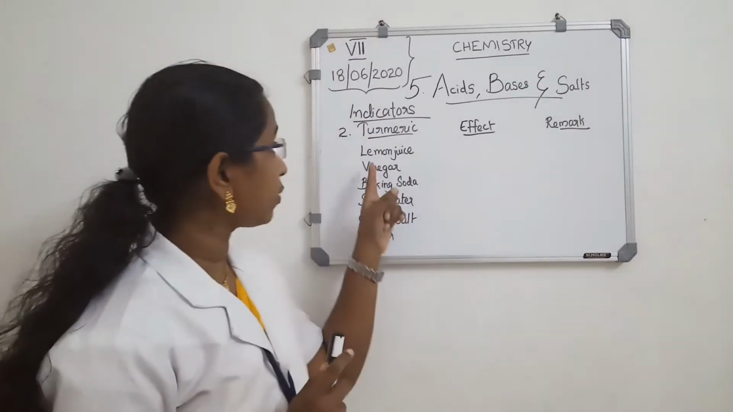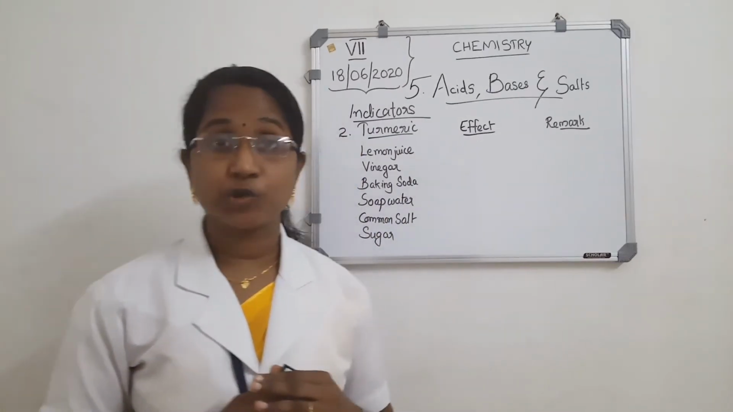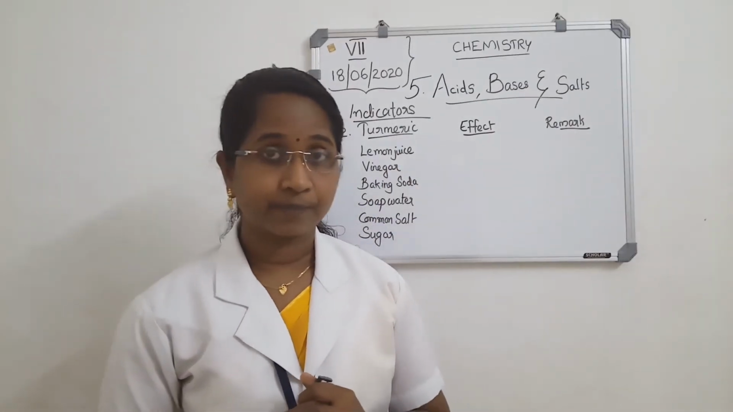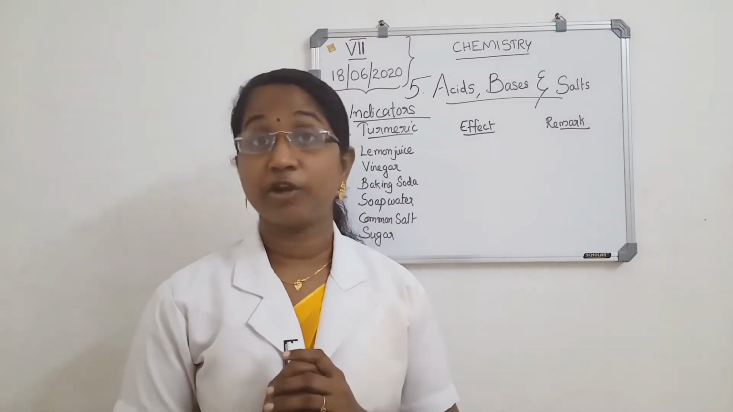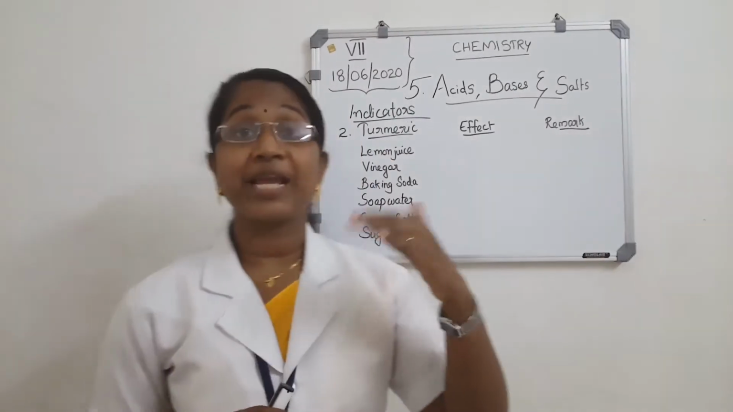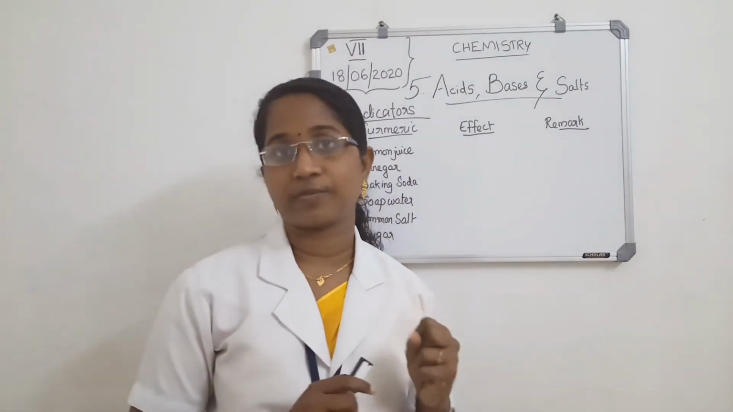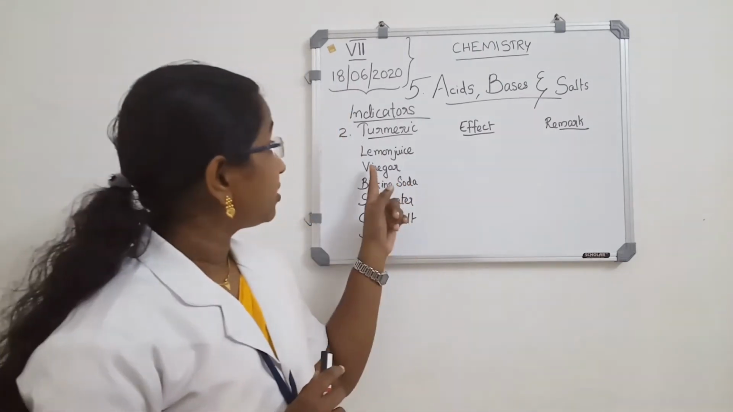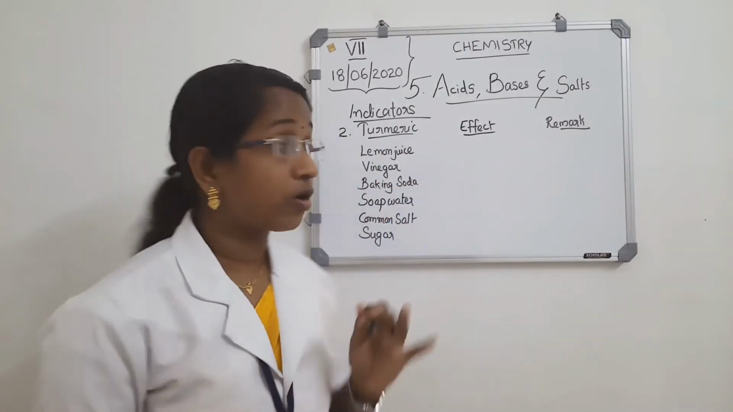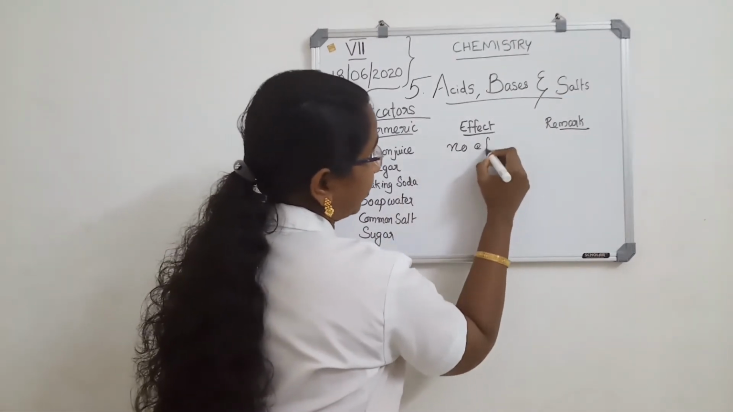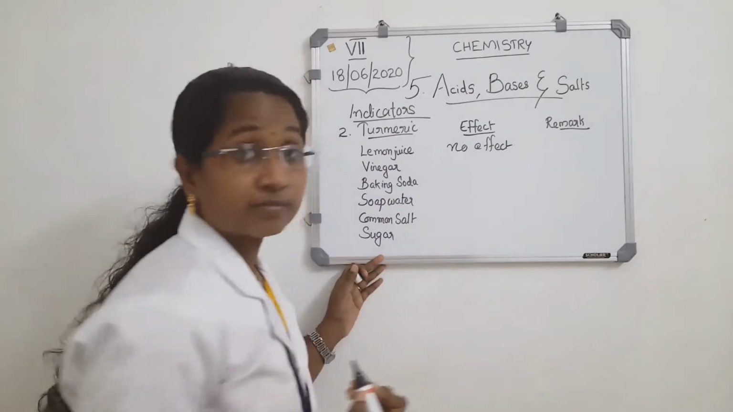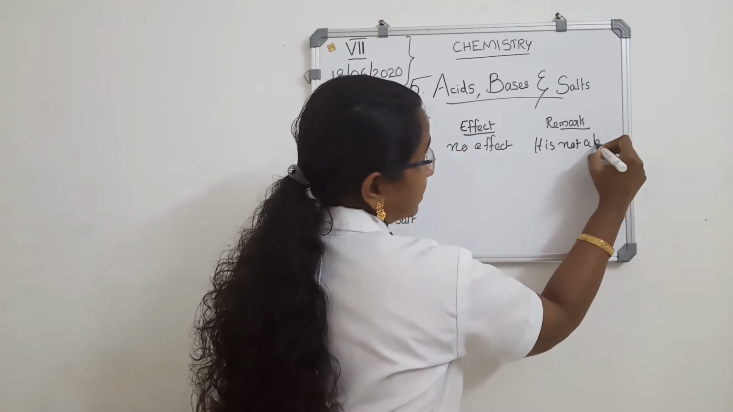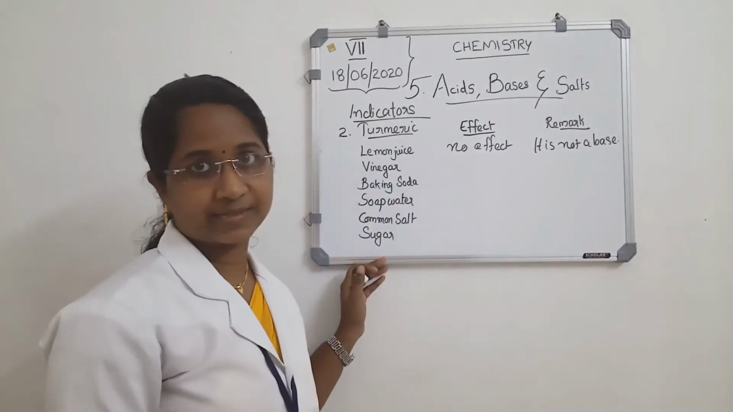Now let's try to test some solutions with turmeric paper. First one, lemon juice. What is the effect of lemon juice on turmeric paper? No change. Turmeric paper is mainly used to find basic substances. Lemon juice has no effect on turmeric paper, which means it is not a base.